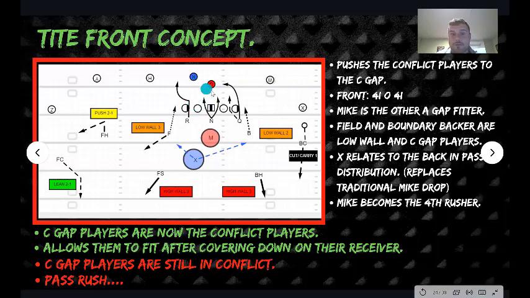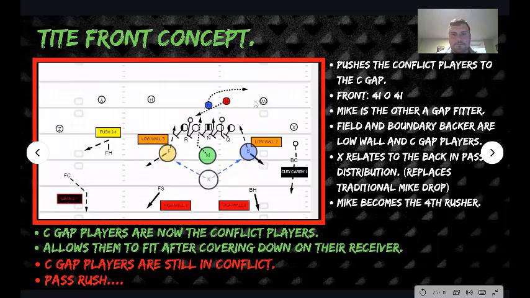The 4-eye is going to force the ball front side. The nose is going to force the ball front side. That's playing to the Mike, kicks it out to the end, kicks it out to the C gap. Now that backer should be able to close that out. Okay, so this is just it drawn up.